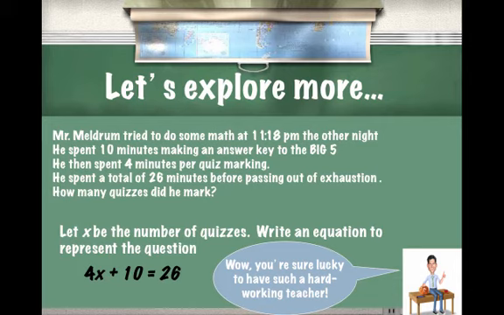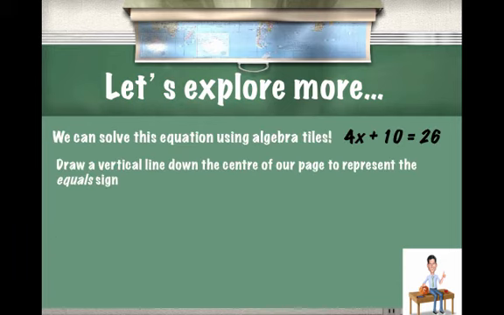Now, excuse me, we can likely solve this through inspection, and if we figure out that 4 times what number, when we add 10 to it, equals 26, okay, a lot of us can do some mental math and figure out that 4 times 4 equals 16, plus 10 does equal 26. But we'll investigate further with algebra tiles.